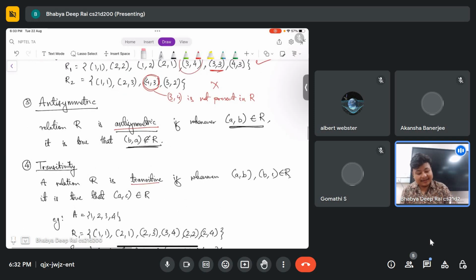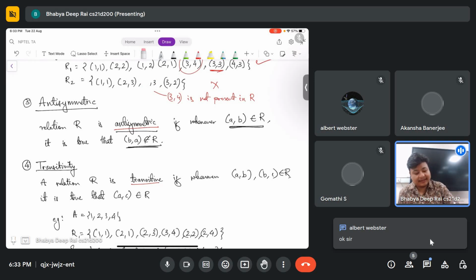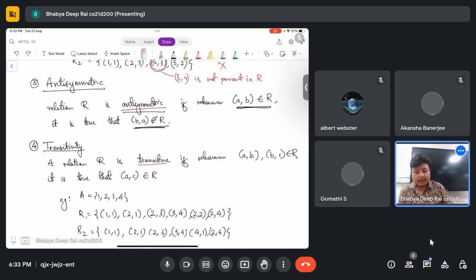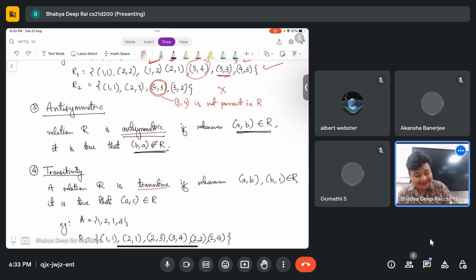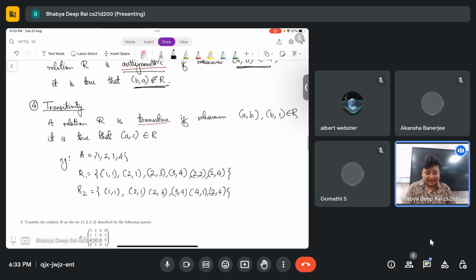I'm not giving an example for antisymmetric because this R2 that I showed earlier is good enough, because (4, 3) is present and (3, 4) is not present, so it satisfies. Sorry. R2 is not antisymmetric, because (2, 3) and (3, 2) are both present there, so it's not purely antisymmetric. So R2 is not an example.